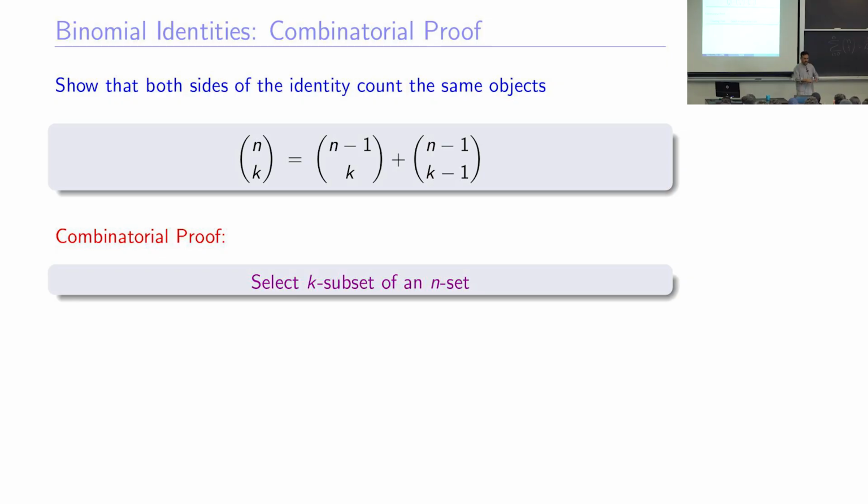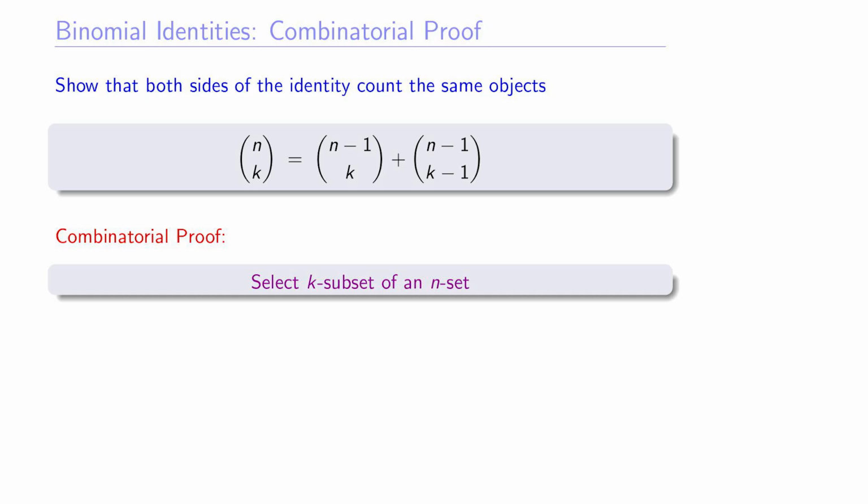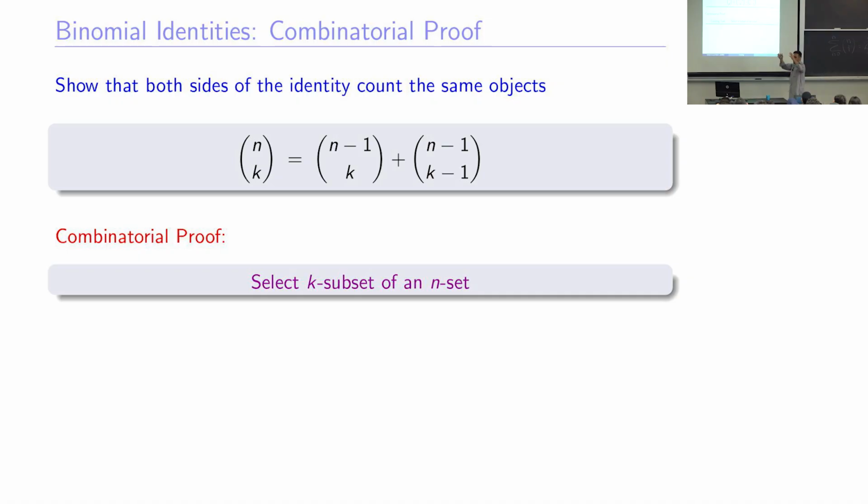If I want to choose a set of size k out of this class and I designate one specific person, there are two types of subsets. One type contains that specific student, and the other subsets do not contain that specific student. If I count them and add them, I'll get exactly all possible subsets. By the sum rule, I partitioned the k subsets of an n set into two types: those that contain the specific element x, and those that do not. I can just add those two things.